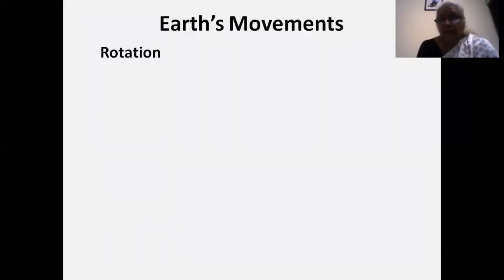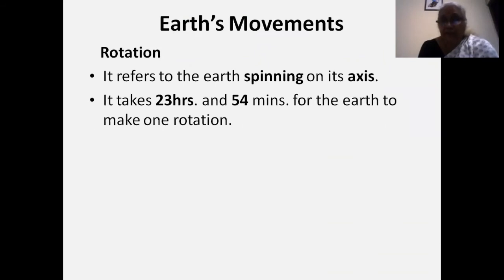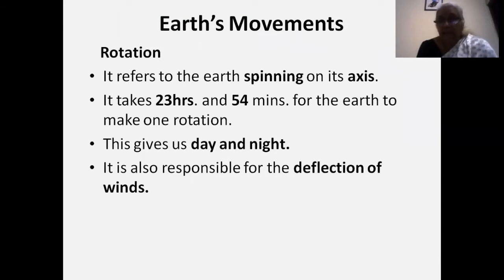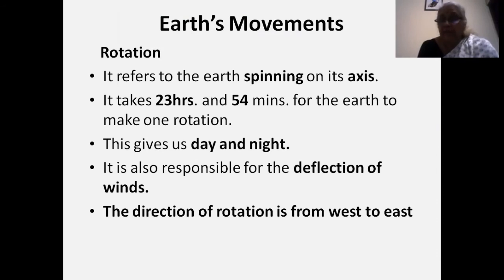Then looking at earth movements. So earth movements here are rotation, which you know is the spinning of the earth on its axis. And it takes exactly 23 hours and 54 minutes, which gives us day and night. This is also responsible for the deflection of the winds. The direction of rotation is from west to east. We will talk about deflection of winds in another chapter when we do air pressure and winds. But for now, you only need to know the effects of rotation.